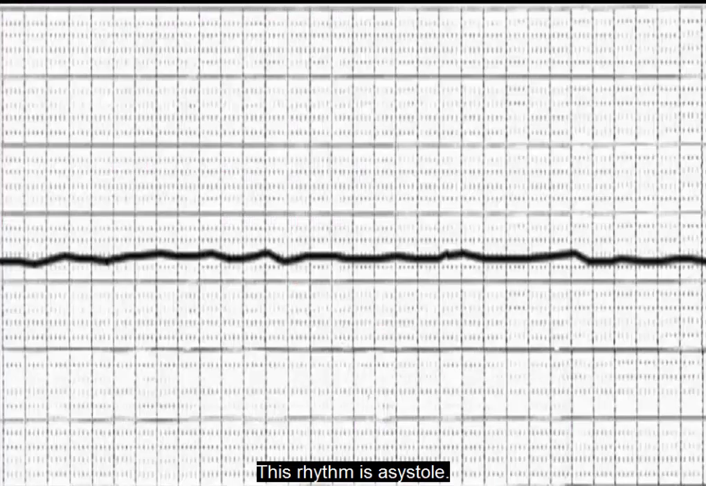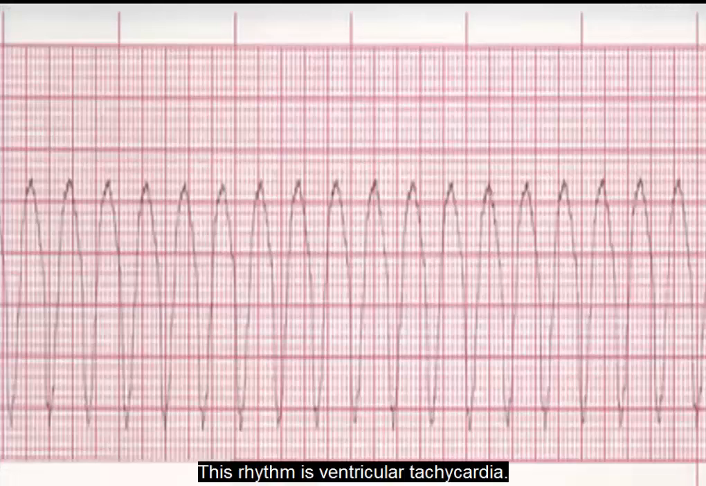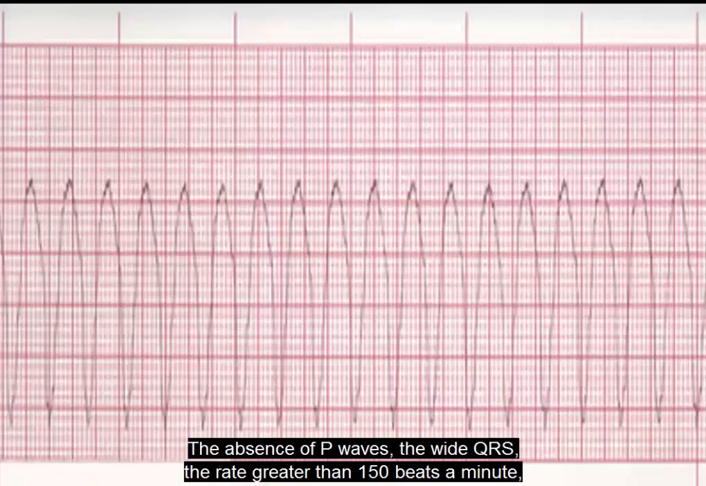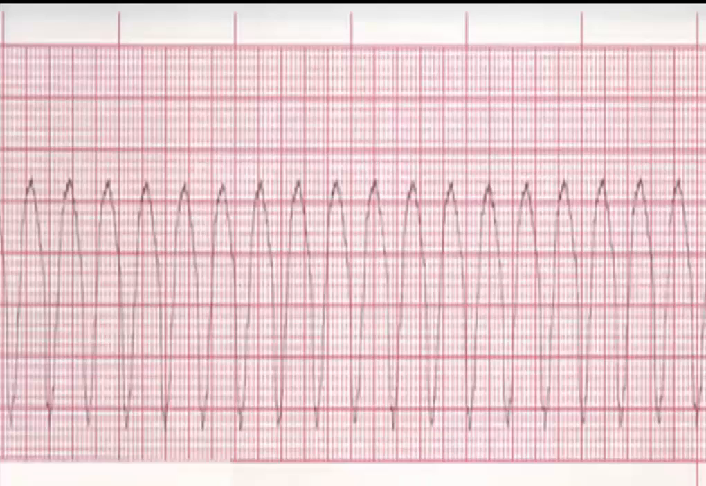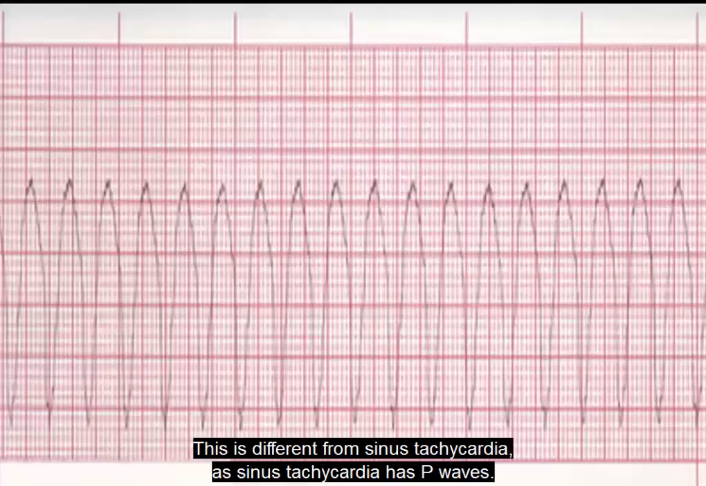This rhythm is asystole. This rhythm is ventricular tachycardia. The absence of P waves, the wide QRS, the rate greater than 150 beats a minute, and the regularity of the rhythm indicate ventricular tachycardia. This is different from sinus tachycardia, as sinus tachycardia has P waves.